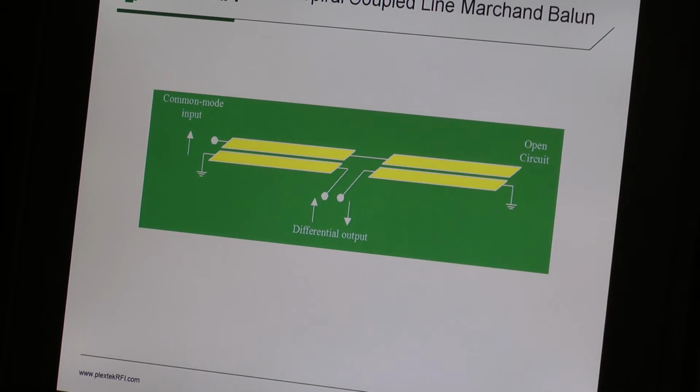This is the equivalent circuit of a Marchand balun. So we have a single-ended input here. Each one of these sections is approximately lambda by 4 at the centre frequency, and the other end of the primary is left open circuit in a Marchand balun. Our two sections of the secondary are shown here, the two ends are ground, and the differential output is taken here.